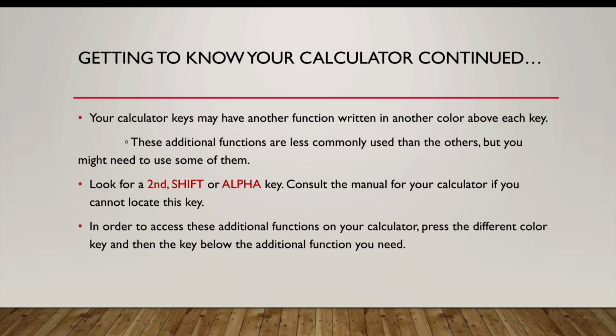Some calculators have a secondary function written in a different color above the key. So the key itself may give you a square root function, but right above that it may have a cube root function. The additional functions are not used as commonly as the primary functions, but you may need them occasionally. To get to the secondary function, you should be able to locate a second, a shift, or an alpha key on your calculator's keypad. If you can't locate the key, look at the manual for your calculator or come in and ask us for help. We're happy to help you walk through this in person as well.